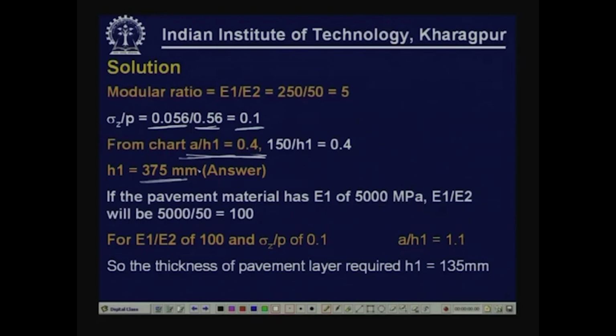If the same pavement were to be having E1 value of 5000 MPa instead of 250 MPa, E1 by E2 would be 100. So, for E1 by E2 of 100 and sigma z by p of 0.1, as you have seen here, A by H1 will be 1.1. So, the required thickness will be 135 millimeter. So, that would be the effect of using improved material, stronger materials.